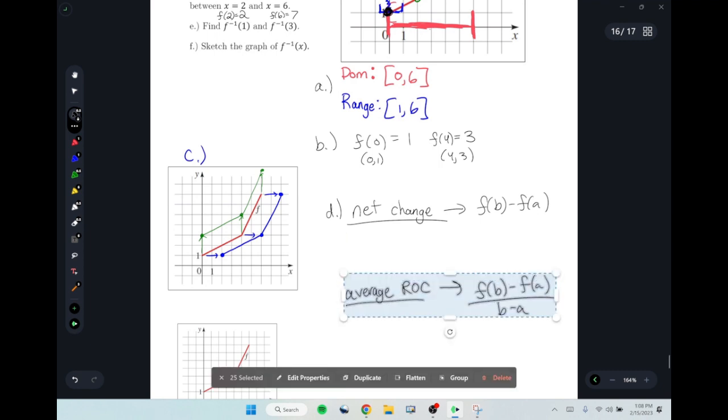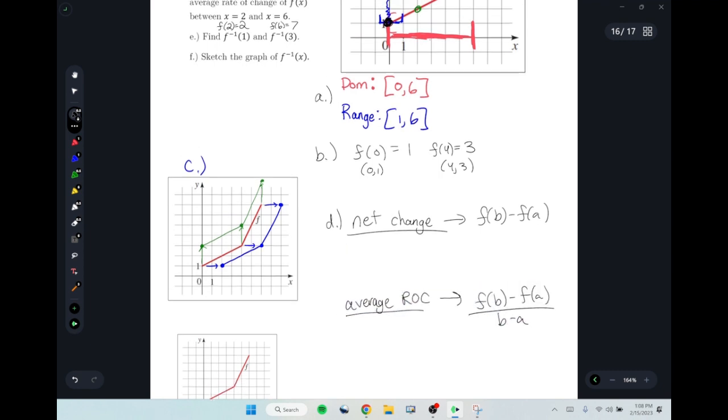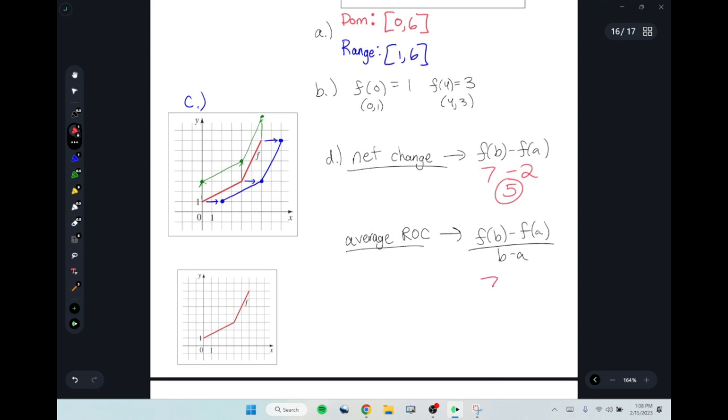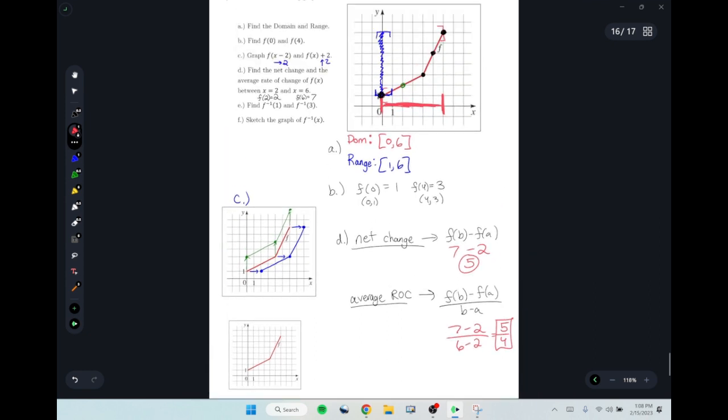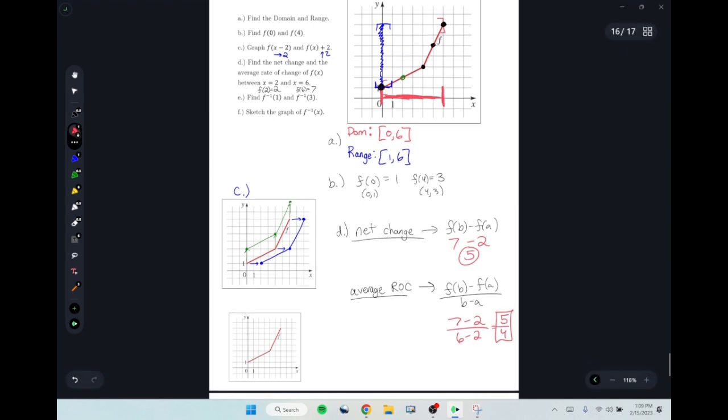What's f of b? 7 minus 2, and we get 5. For average rate of change, 7 minus 2 over 6 minus 2, and that's going to give us 5 over 4. Our net change is different than our average rate of change. Net change is the total number that y changed.